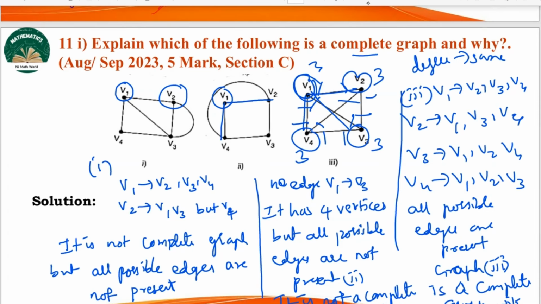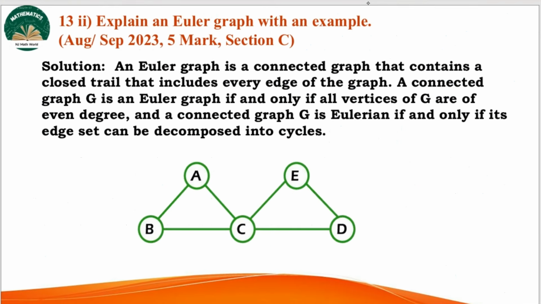Moving on with the next question, we have: explain an Euler graph with an example. An Euler graph is a connected graph that contains a closed trail that includes every edge of the graph. A connected graph G is an Euler graph if and only if all vertices of G are of even degree. The degree of each vertex should be even. And a connected graph G is Euler if and only if its edge set can be decomposed into cycles. So it should have a cycle, and each vertex should have an even degree.